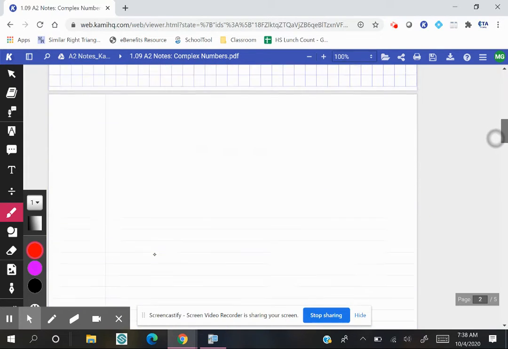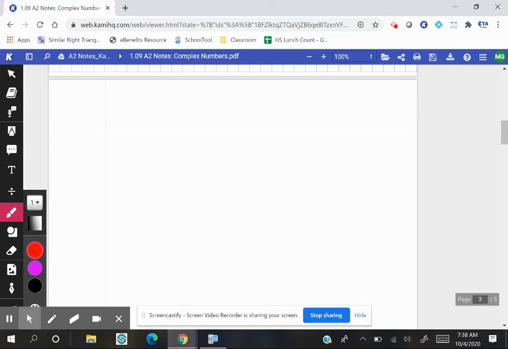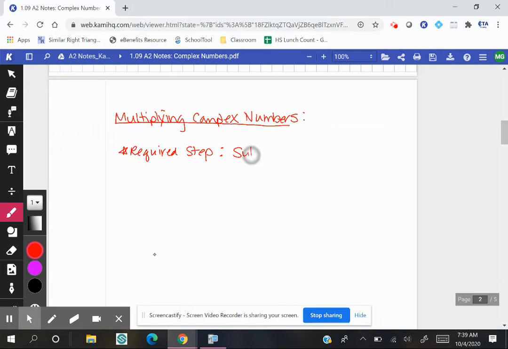Okay. All right, so moving on now to simplifying these a little bit and multiplying them. So multiplying complex numbers. The thing you want to remember with multiplying complex numbers is this required step, which is every time you see an i squared, you're going to sub in negative 1. Negative 1 for i squared. I want you to show that substitution.